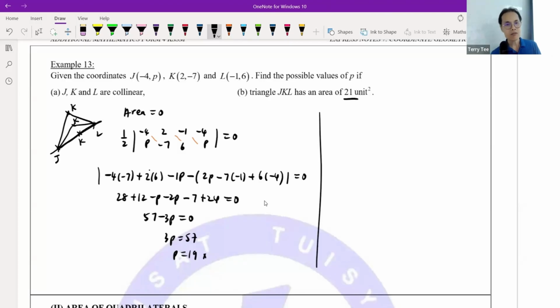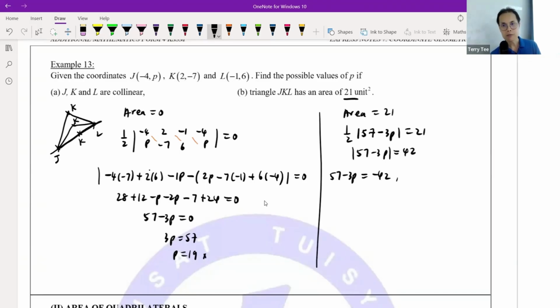No need to waste time repeating the whole thing because we already know that if your area is 21, half of this one, by right, we should put a modulus. But when you open up a modulus, plus minus 0 is still 0, so I don't bother. So this one I can put 57 minus 3p equals 21. So 57 minus 3p is 42. When you open up a modulus, there are two possibilities. Can be positive, can be negative.